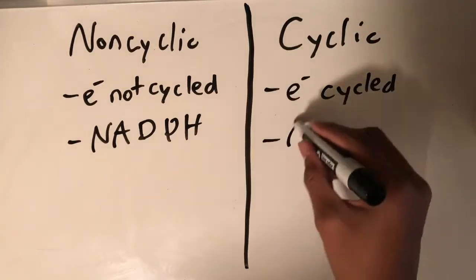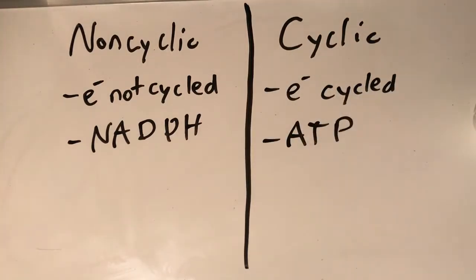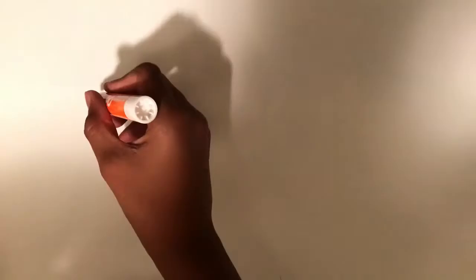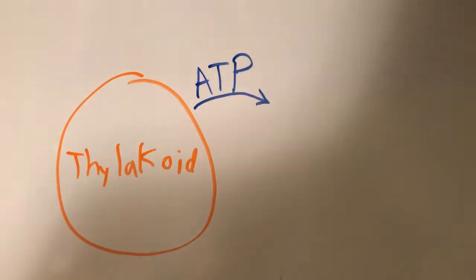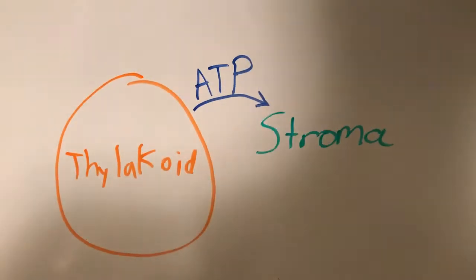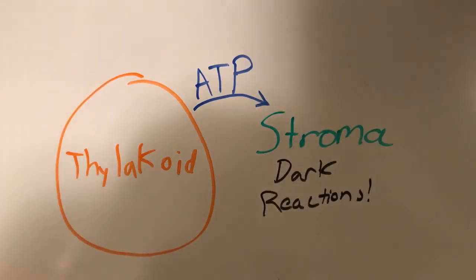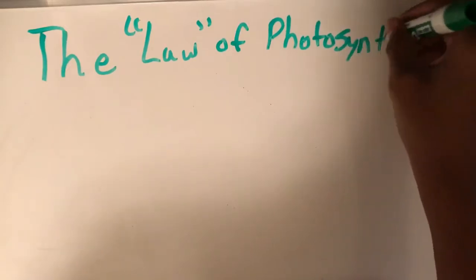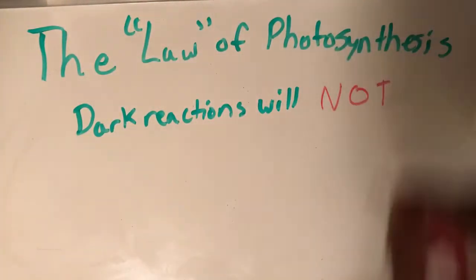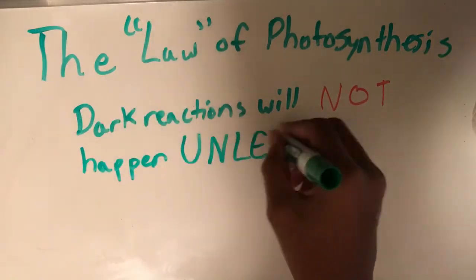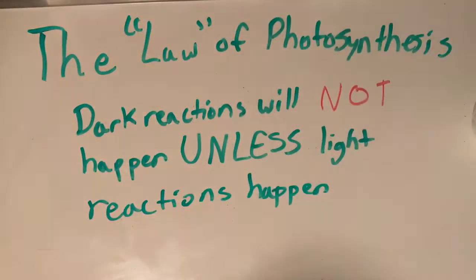Cyclic photophosphorylation is when electrons are cycled through a system, creating ATP. Usually this occurs in photosystem 1. The produced ATP and NADPH from the light reactions go on to fill the energy source that is needed in dark reactions in order to be successful. Photophosphorylation creates an important law in photosynthesis. Dark reactions will not happen unless light reactions happen first.